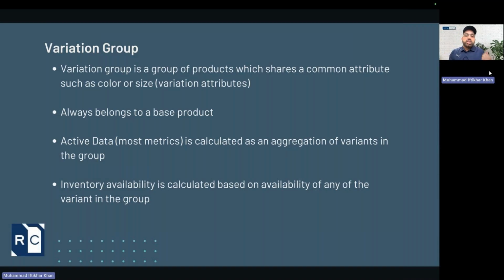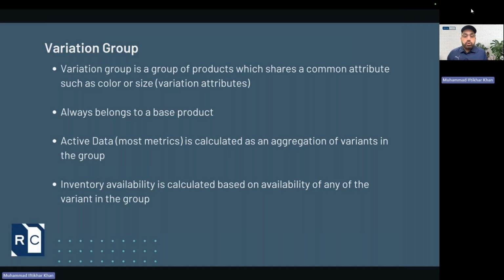So the variation group is based on a variation attribute value within the same variations. Same variations means the variations of the same base product. You cannot create a variation group beyond the variations which are variations of another base product. So this is the limitation. And the purpose of grouping the variations is that you can present them to your customer for easy navigation and easy search based on the variation values.